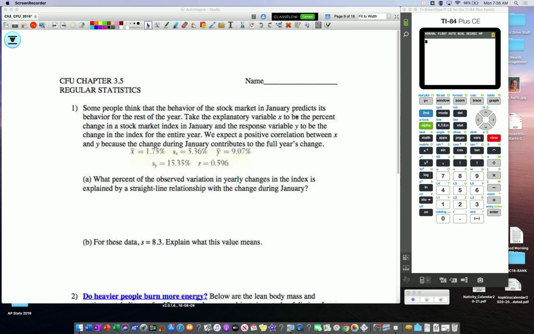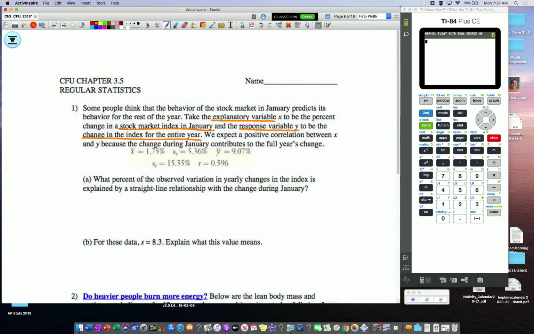For number one, it's the problem that says some people think that the behavior of the stock market in January predicts the behavior for the rest of the year. So the explanatory variable is the percentage change in the stock market in January. I always find this very helpful and important to know. The explanatory variable is the stock market index in January, and the response variable is the change in the index for the entire year.